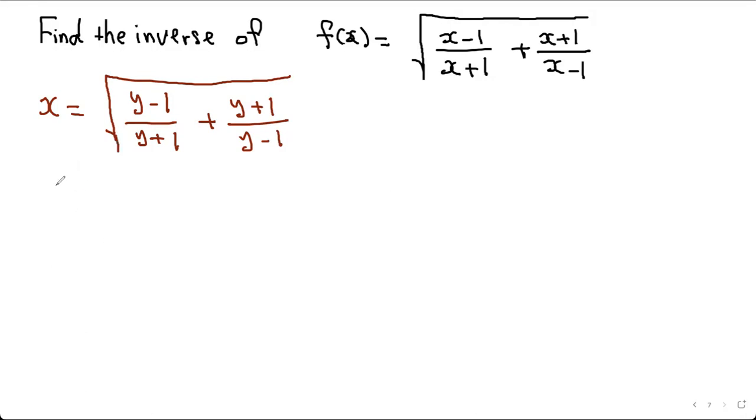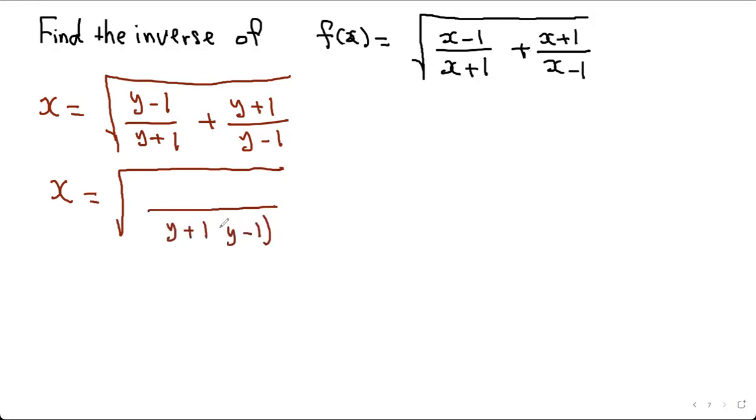Now, the only thing I could see that I have to do here is do a common denominator. So the common denominator is going to be both of these, y plus 1 and y minus 1, which means I have to multiply this y minus 1 into there and the y plus 1 into there. So let's go through the process.